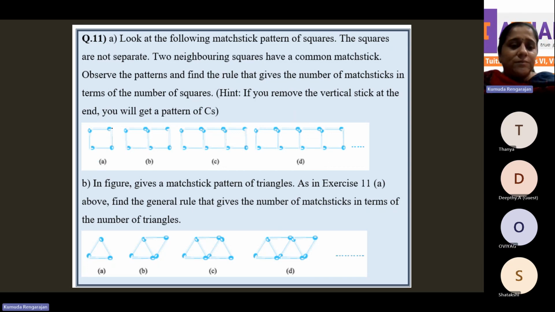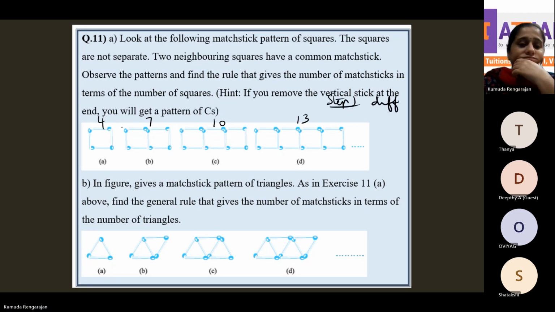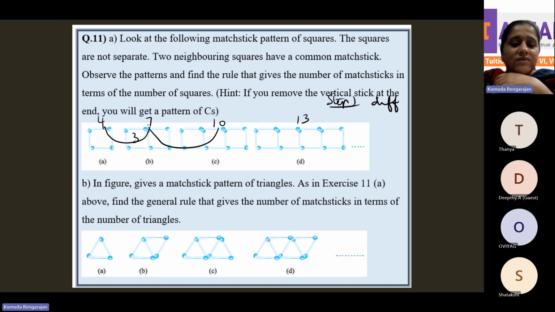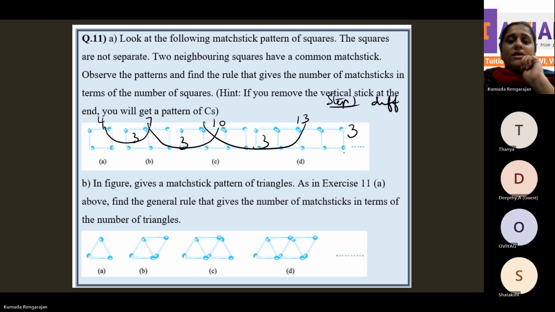And it's very easy. So count the sticks: 4, here 7, here 10, here 13. Now I'll tell you in different steps. First tell me the difference. Step 1. What is the difference? 3 is the difference. 7 minus 4, 3. 10 minus 7, 3. 13 minus 10, 3. That is the first number, 3.